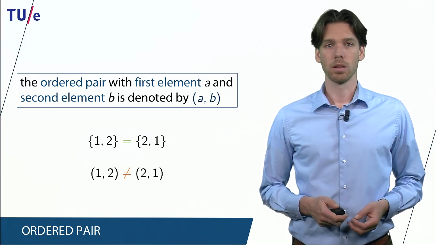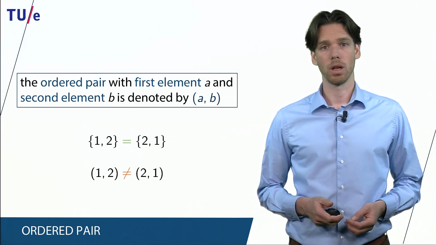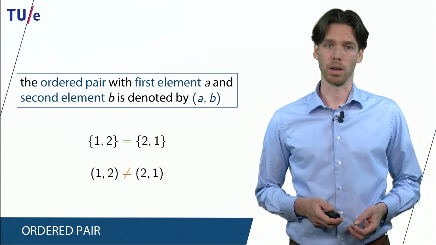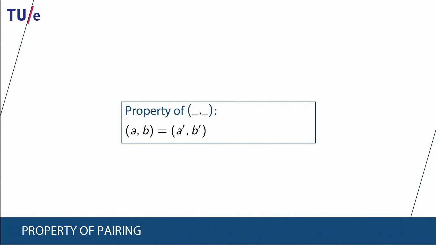The ordered pair consisting of the numbers 1, 2 should be distinguished now from the ordered pair consisting of the numbers 2, 1. We officially record that the order of the elements of an ordered pair is important by means of the following property of pairing. The formula stating that two pairs are equal is logically equivalent to the formula stating that the first elements of the pairs are equal and the second elements of the pairs are equal.